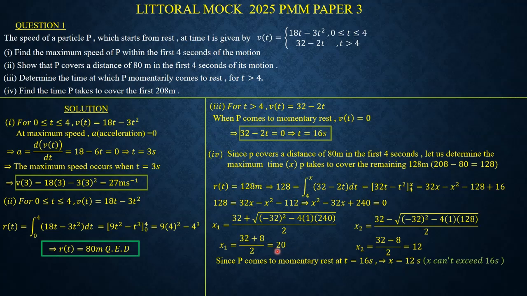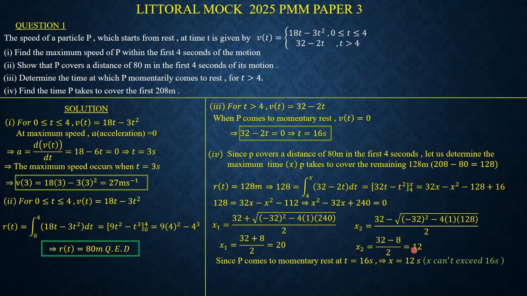Why? Because we know that this x, this 20, cannot be there. Particle P comes to momentary rest when t equals 16 seconds, so all the values of time above 16 seconds are not going to count. They are not going to enter our question. So the best time is going to be equal to 12 seconds. Why? Because this 12 seconds is not above 16. It is less than 16.